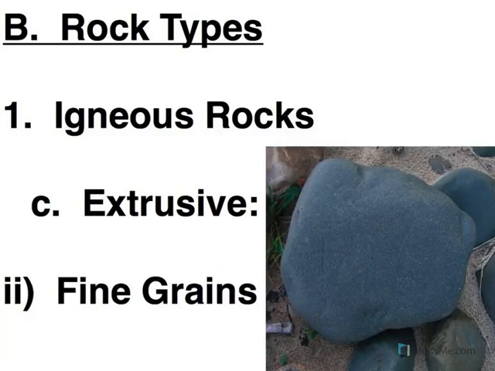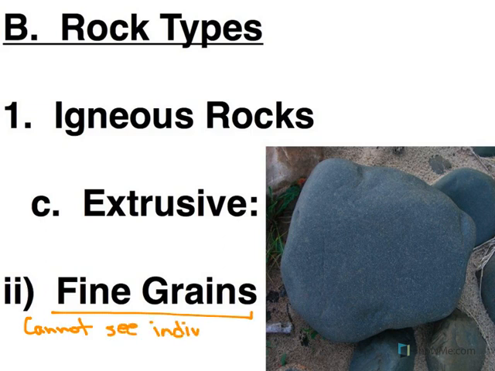And here, what we're going to see as a result of that are fine grains. So here you typically cannot see individual grains. So the picture shows an example of an extrusive rock, and for the most part it's fairly smooth looking. You would really need to look closely to see individual grains.